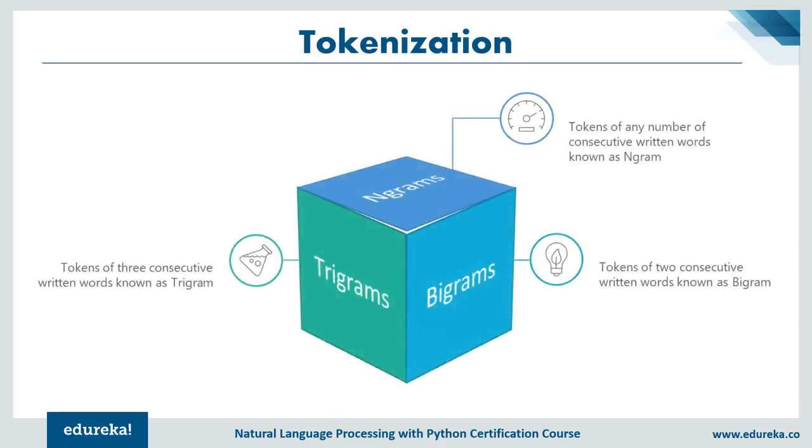Now another important key term in tokenization is bigrams, trigrams, and n-grams. What does this mean? Bigrams refer to tokens of two consecutive words, known as a bigram.